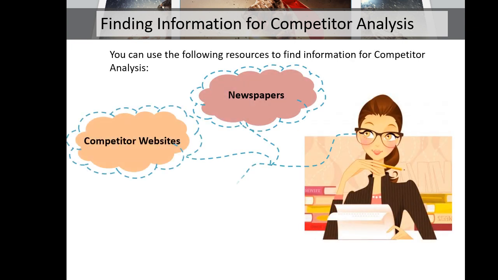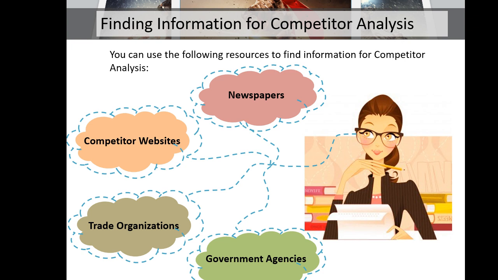Finding information for competitor analysis. You can use the following resources to find information for competitor analysis: the newspaper, competitor website, trade organization, government agency. First of all, newspapers are usually not current and do not give real-time information. But it's also important you use them because in a place like a newspaper, they tend to publish maybe their profits and so many other things. Then the company's website, your competitor's website. Go to the site, see how their site looks compared with your own. What did they do that you also do? How did they use their tenses and all that? All this will help you understand the position of your competitor.